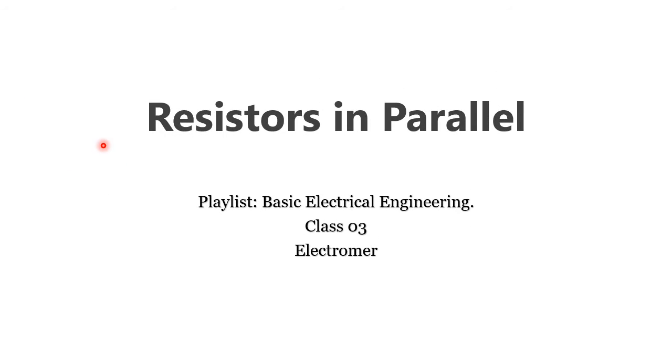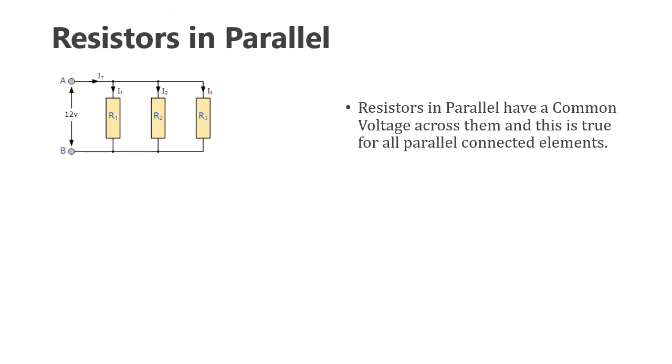Hello, in this lecture series under Basic Electrical Engineering, we are going to learn about resistors in parallel. Resistors in parallel have common voltage across them, and this is true for all parallel connected elements. Unlike the previous series resistor circuit, in a parallel resistor network, the circuit current can take more than one path.